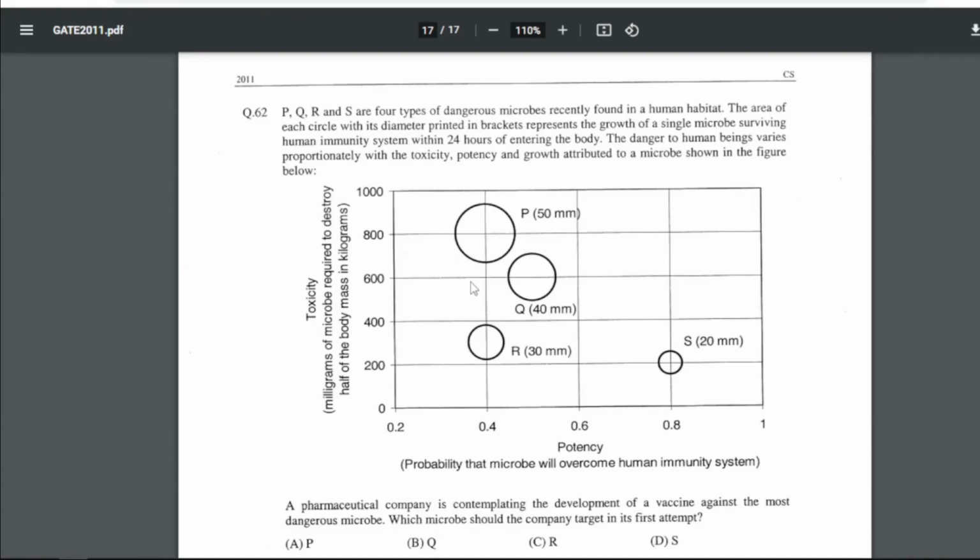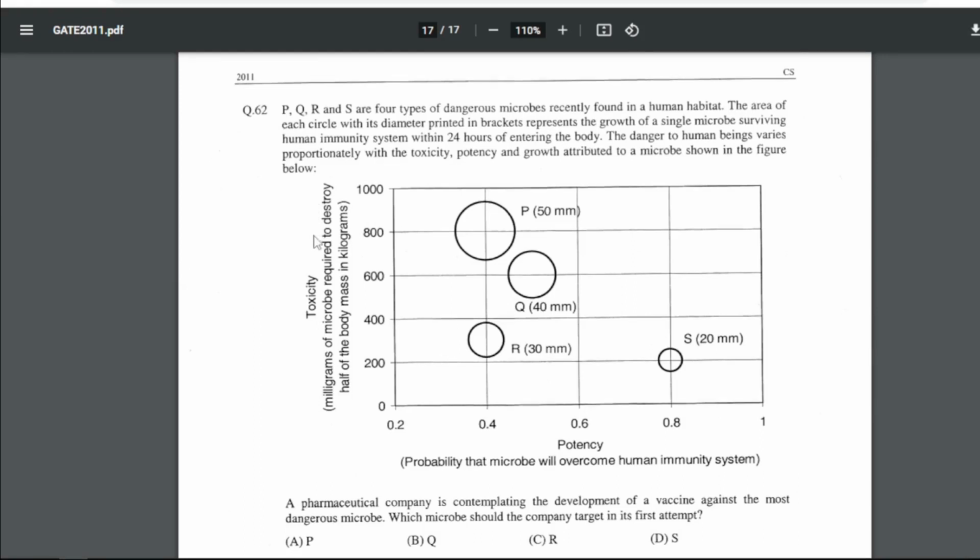62: P, Q, R and S are four types of dangerous microbes recently found in a human habitat. The area of each circle, with its diameter printed in brackets, represents the growth of a single microbe surviving the human immunity system within 24 hours of entering the body. The danger to human beings varies proportionately with the toxicity, potency, and growth attributed to a microbe shown in the figure below.